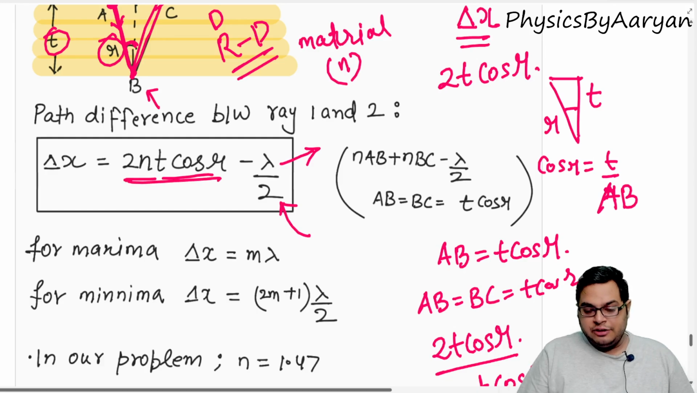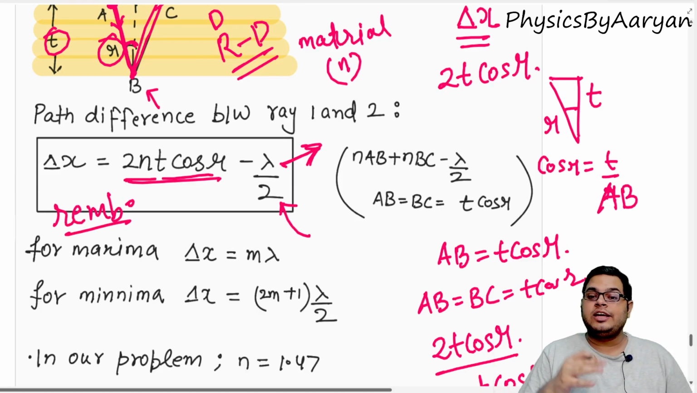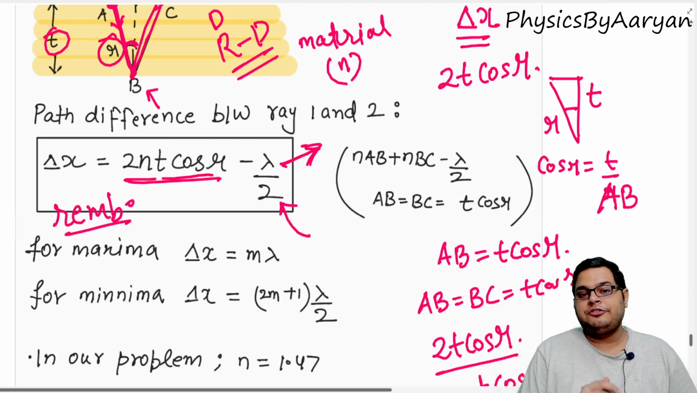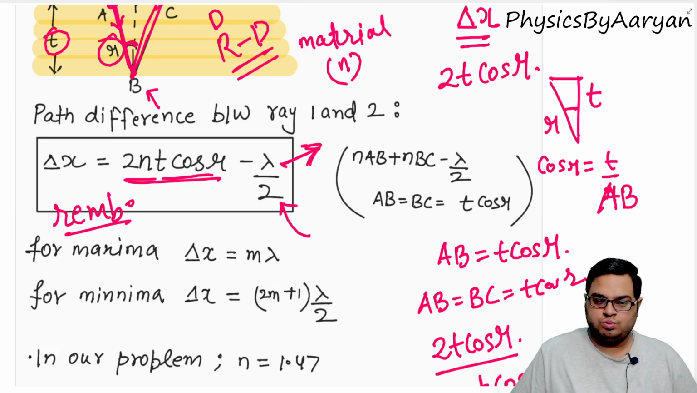So this is because of the difference in lengths, and this is because of the reflection from rarer to denser medium. This is something I need to keep in mind. What is the path difference in case of thin films? The path difference is 2 nt cos r minus lambda by 2.